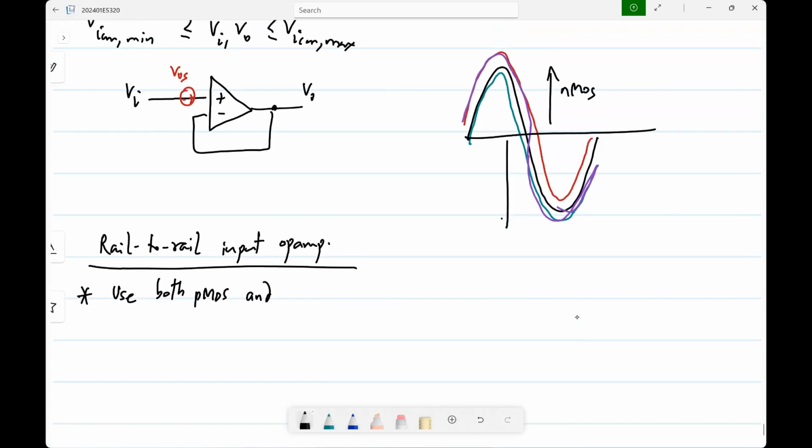Okay. So that means that over this part of the cycle, NMOS is active and over here PMOS is active. Okay. Of course, there will be some region where both are active. Is that okay?